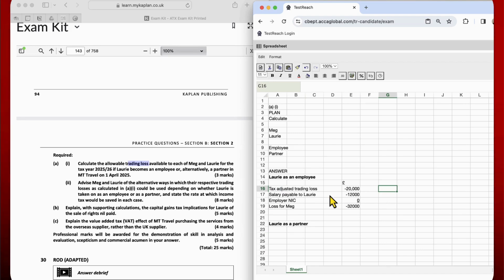Remember, you're going to have to pay the salary to Laurie. We were told it's going to be £12,000. Anytime you're doing one of these calculations where you're considering taking on an employee, remember NIC. There's often going to be marks available, and here we're showing employer NIC as 0 in order to get a half mark. Why is employer NIC going to be 0? Because there are no other employees.